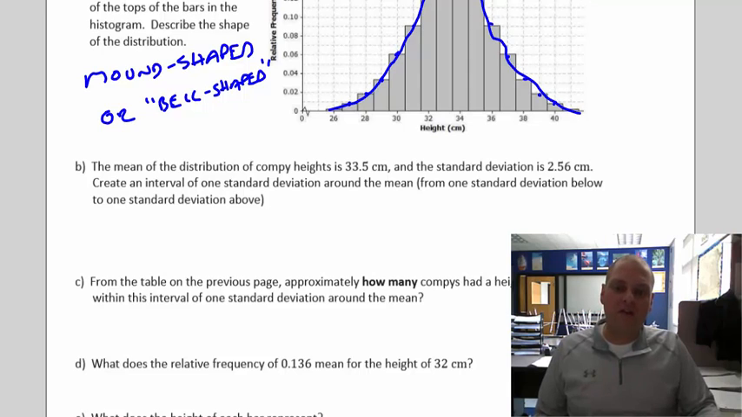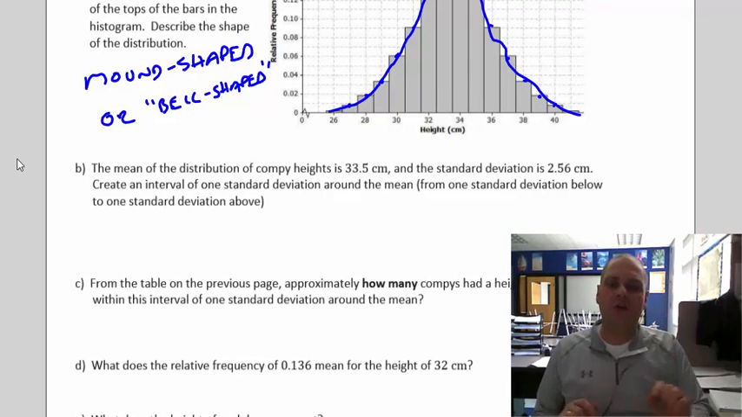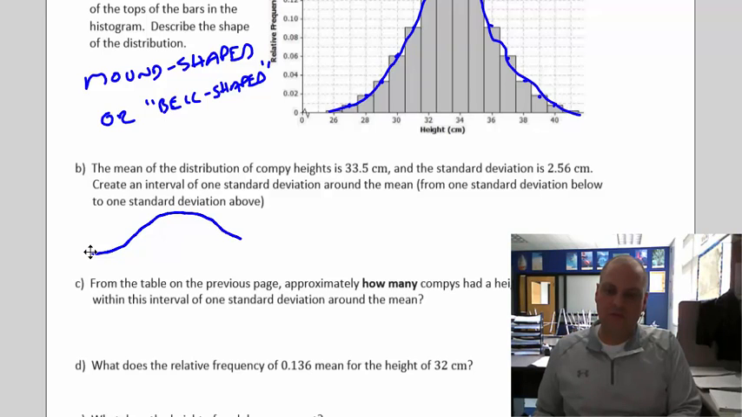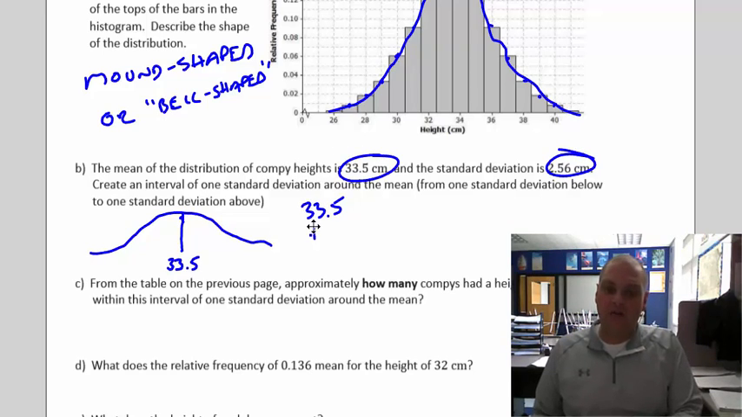Create an interval of 1 standard deviation around the mean. So I'm going to do that down here. Okay. I'm going to draw my own bell curve here. Now we know the mean would be in the middle of the curve, okay? And that's 33.5. If I want to go 1 standard deviation above the mean, I'd have to add the standard deviation to the mean. So I'd go 33.5 plus 2.56, and that's going to be 36.06.